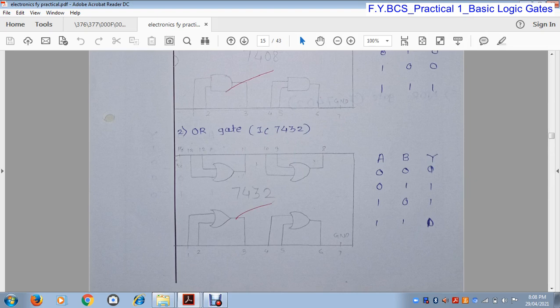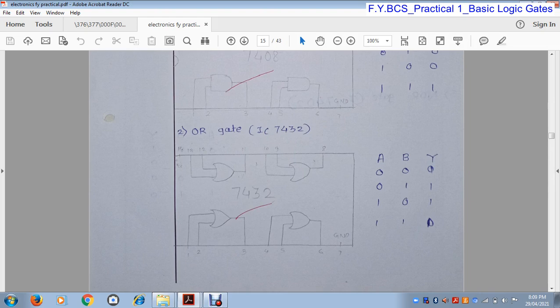The first condition is 0 0, which means both inputs are 0. So 0 plus 0, the answer is 0. Here the output is 0. That means when both inputs are at low potential, the output is also low.